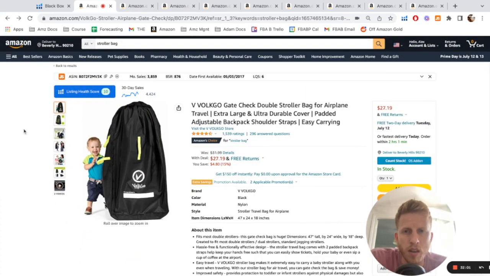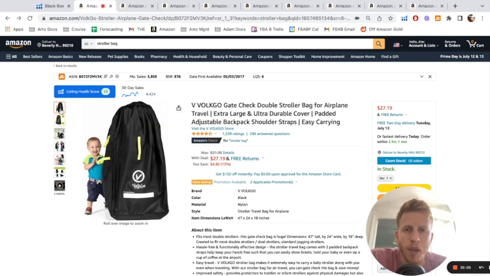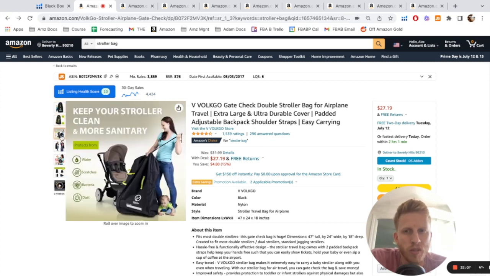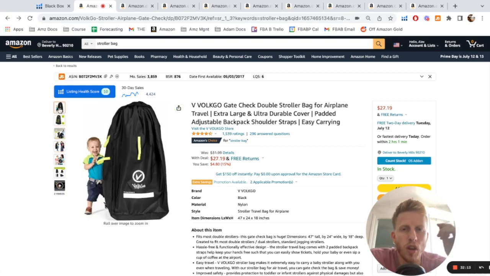But I would be thinking, can I come in and launch something that looks a bit different visually? This is just plain black. Can you make it a bit more attractive so it stands out a little bit? And then I would be thinking functionally, if a parent is looking at this and this is 27 bucks, I would want to be launching one that's like 40 bucks. But then how do you charge 40 bucks? You would have to really improve the functionality of the product.